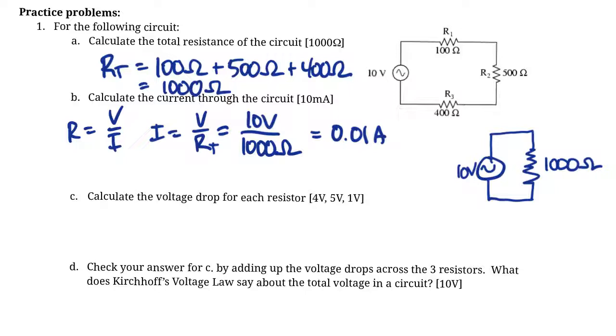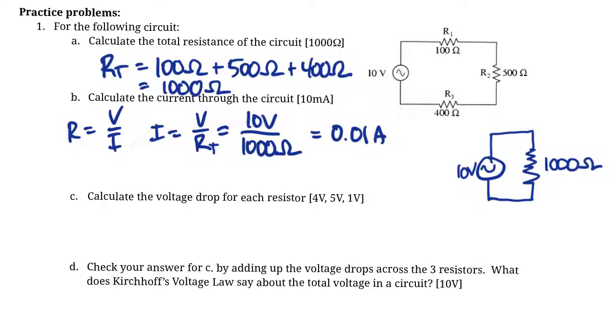Now the next question is, how much voltage does this circuit lose through each resistor? Because we know the whole circuit adds up to 10 volts, right? But some of that voltage is lost across each resistor. The total should add up to 10, but we can calculate what it loses across each resistor.